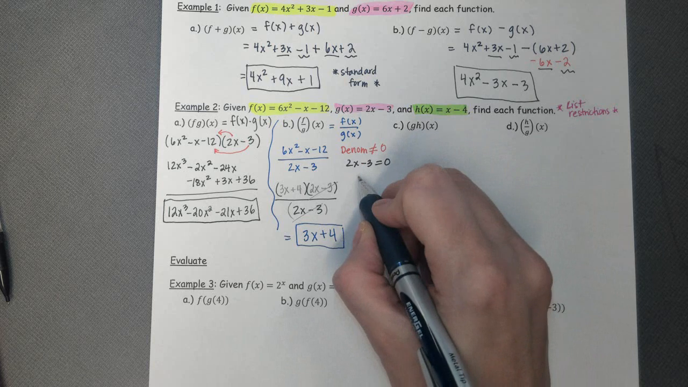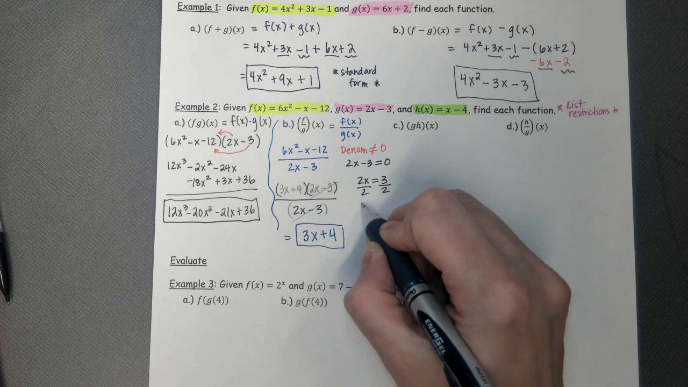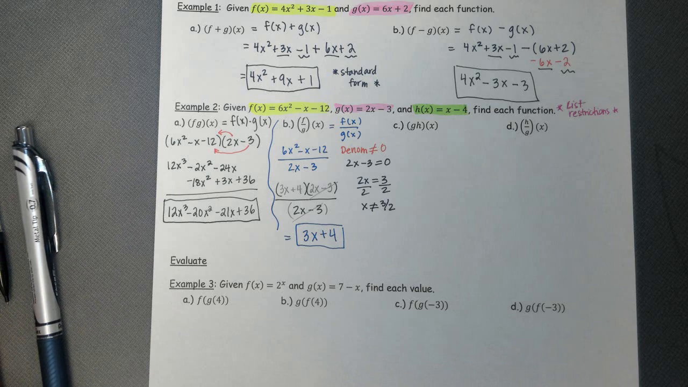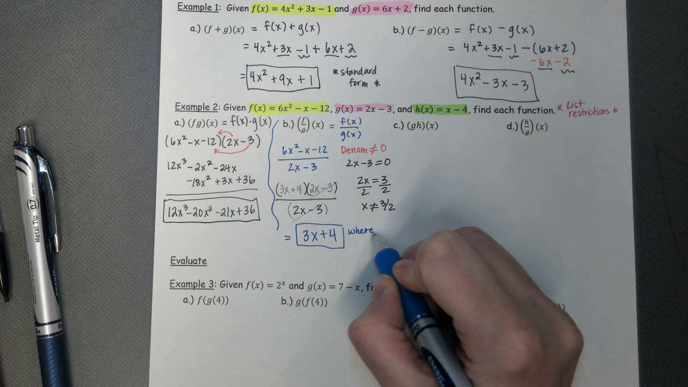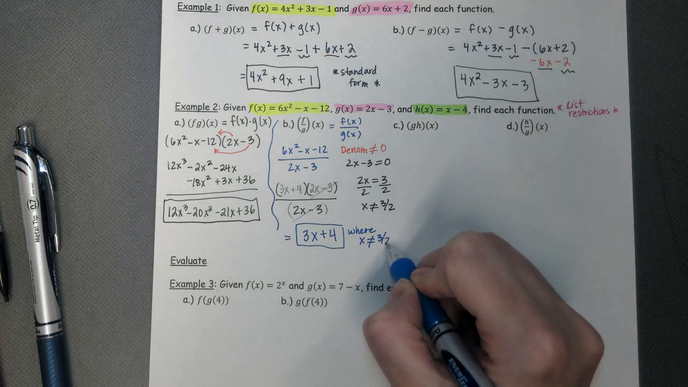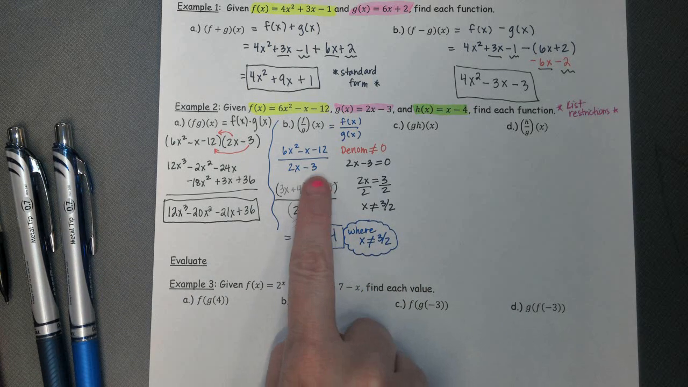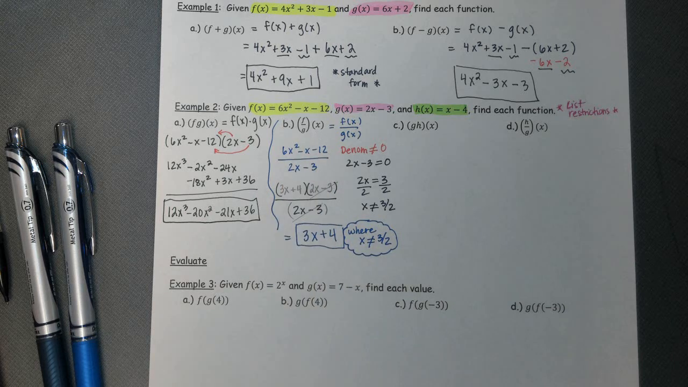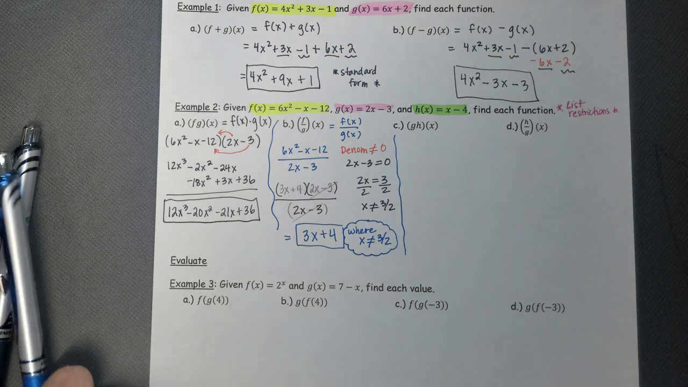Okay, so I would add 3 to both sides. I would divide by 2, and I would know that x could not be 3 halves. So my final answer would just be 3x plus 4, where x cannot equal 3 over 2. You have to put that stipulation on there, because if it was, it would make this 0, and you would not be able to cancel anything out. Okay? You would have something that's undefined. So you only have to worry about that with the division, okay?